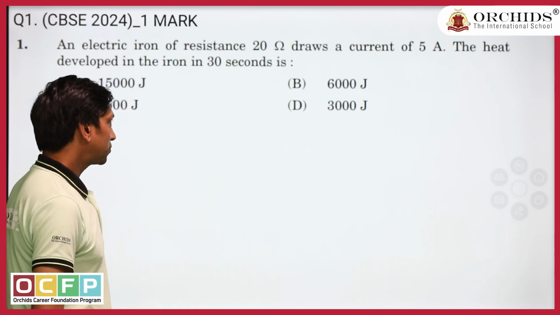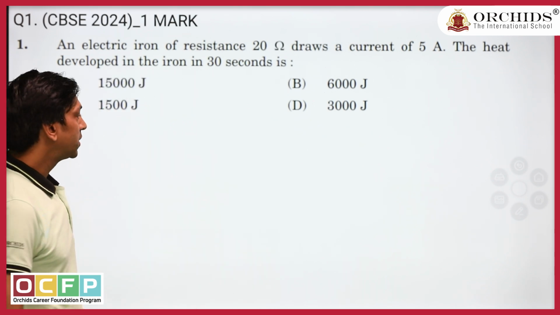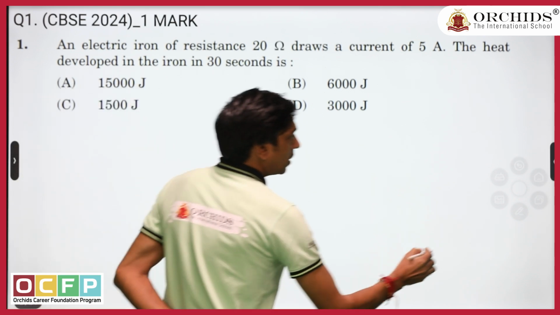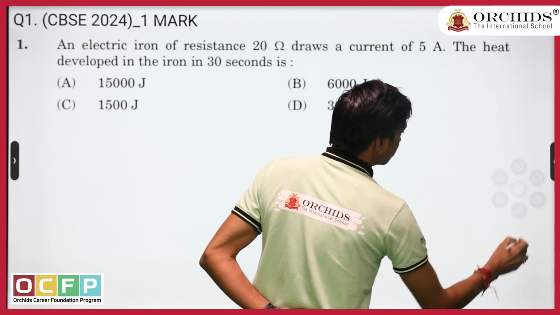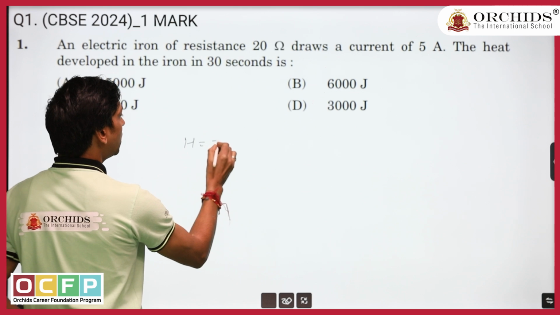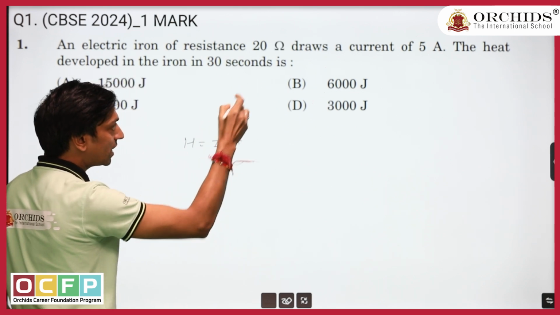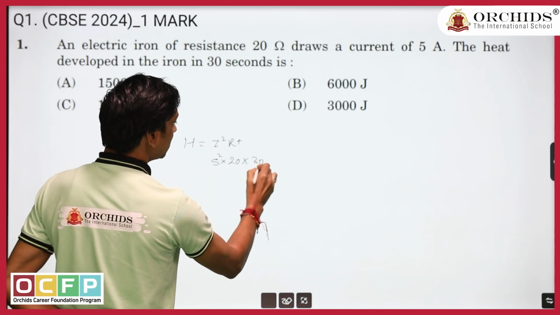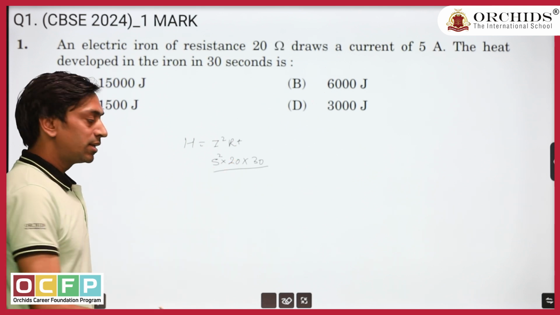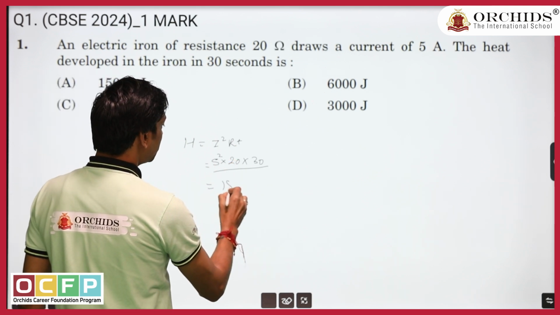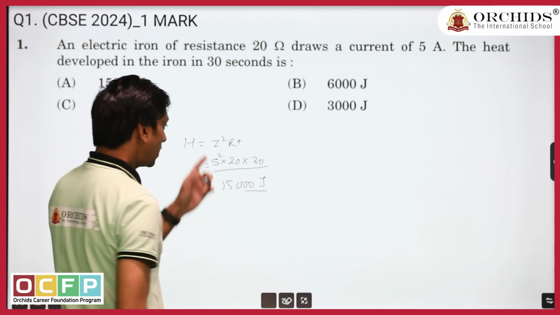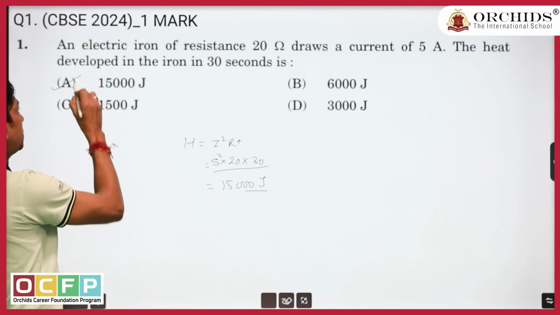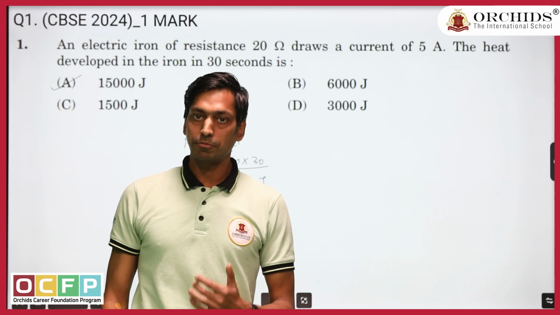How to proceed? Obviously this question is about the heat produced. According to Joule's law of heating, H, which means heat, is equal to I square R into T. The I value is already given in the question, 5 square. Resistance is 20, and time is 30 seconds. If you solve this, the total is 15,000 joules. Why joule? Because all the units we have taken are in SI units, and joule is the unit of heat produced. So the answer for this question is 15,000 joules.